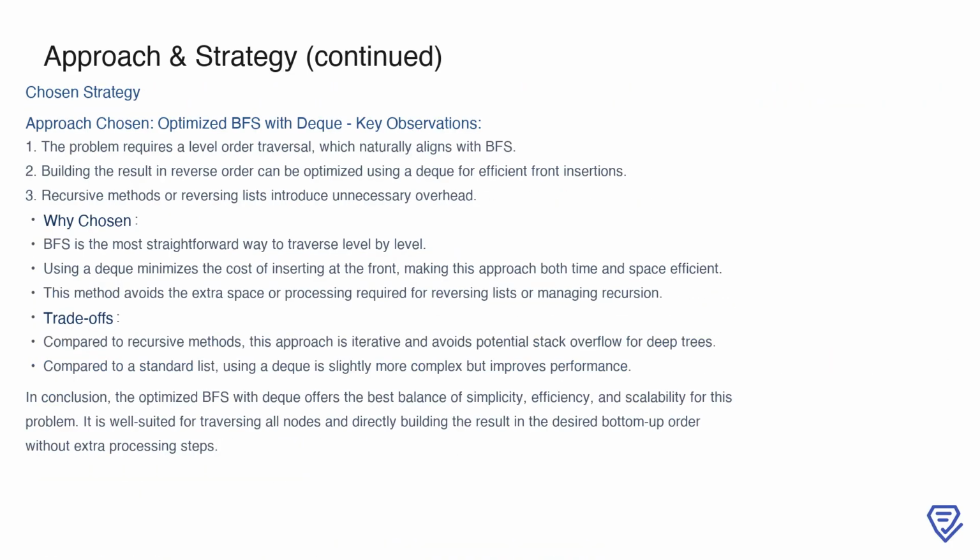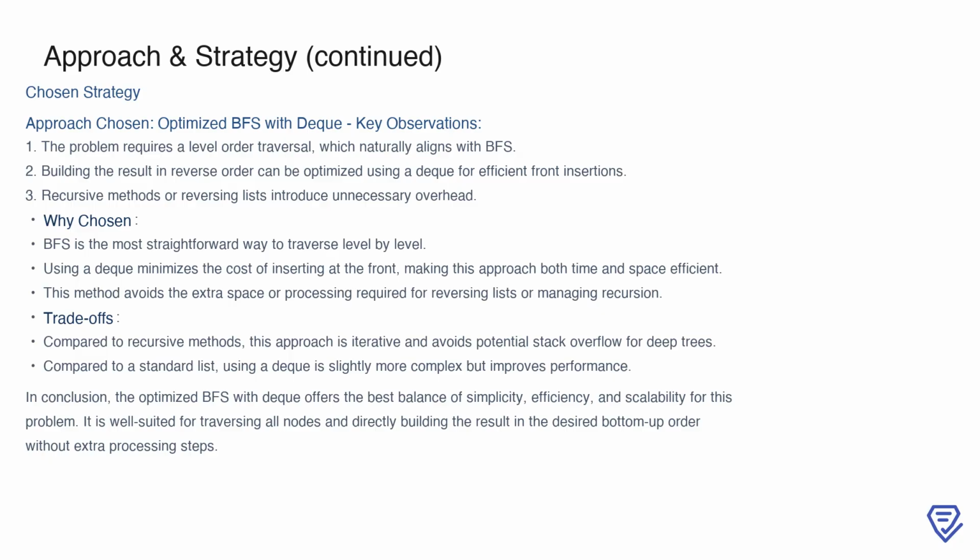Finally, the chosen approach is an optimized BFS that leverages a deque for efficient processing. The key observations leading to this choice are that the problem naturally aligns with BFS for level-by-level traversal and that using a deque allows for efficient front insertions, which is crucial for building the result in reverse order without extra overhead. Recursive methods, while simpler in concept, introduce unnecessary overhead due to recursion depth and list reversal.